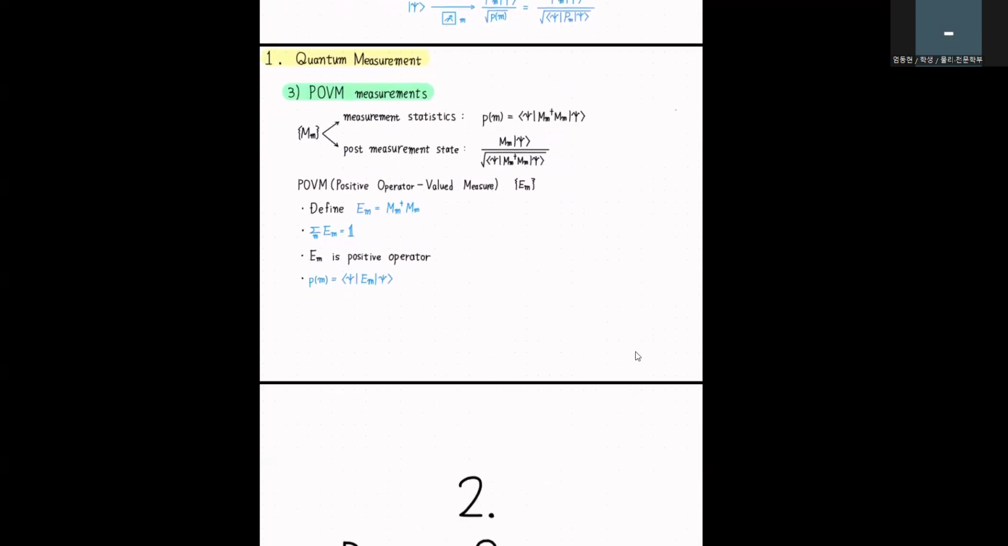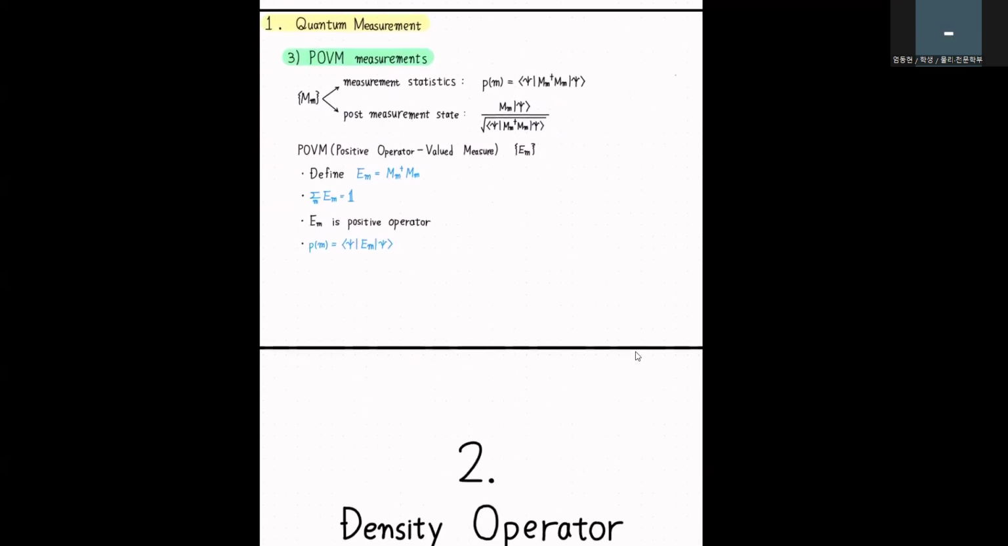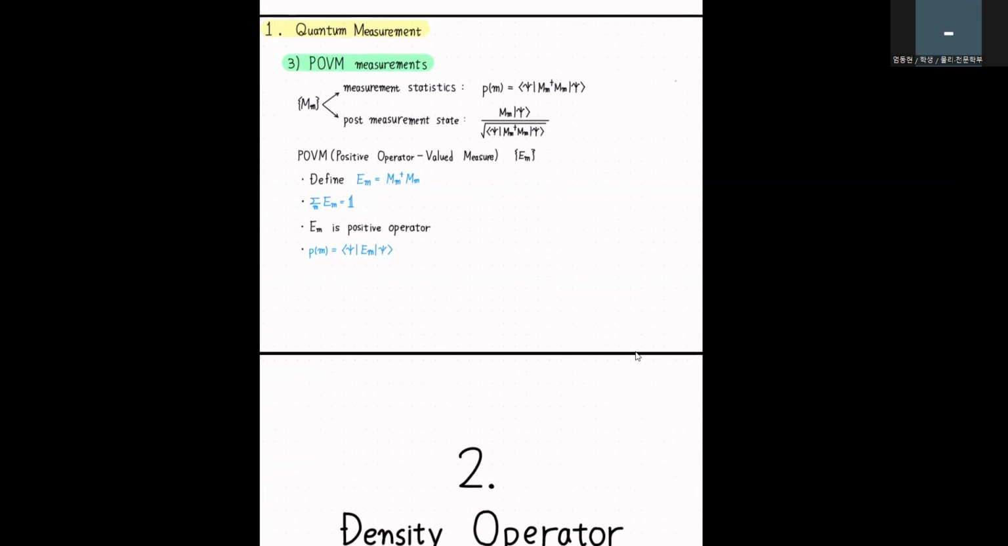And apart from your everyday projector measurements, there's also what's called a POVM measurement, or positive operator valued measurement. So in most cases in measurement statistics, of course, we have an associated probability and an associated post-measurement state. And POVM measurements are basically a more general form of the projective measurement framework we've defined above.